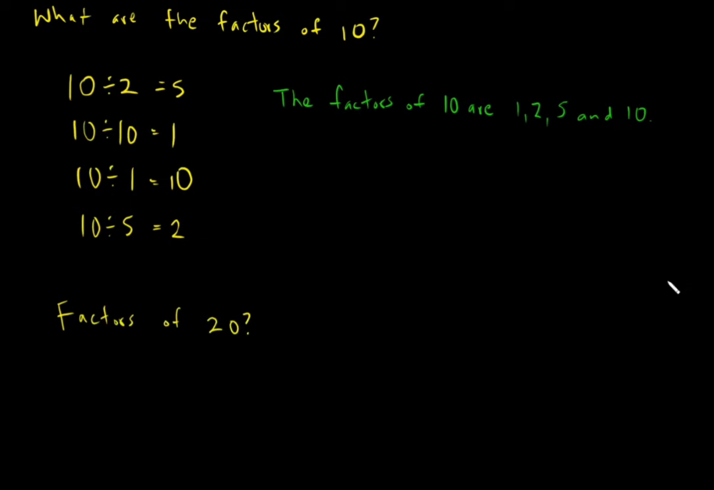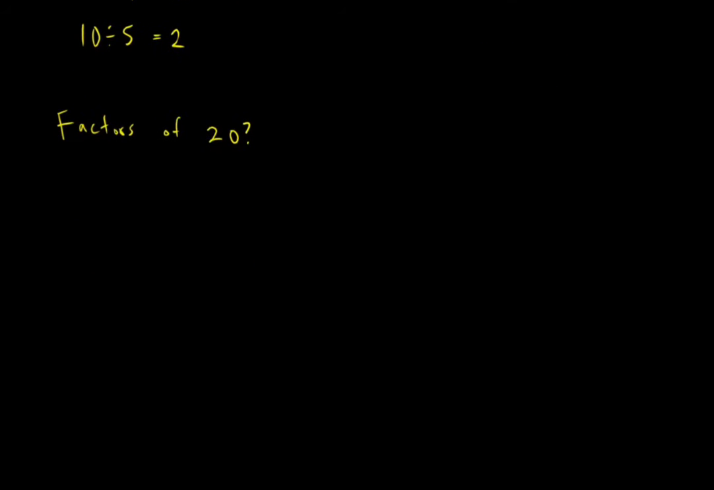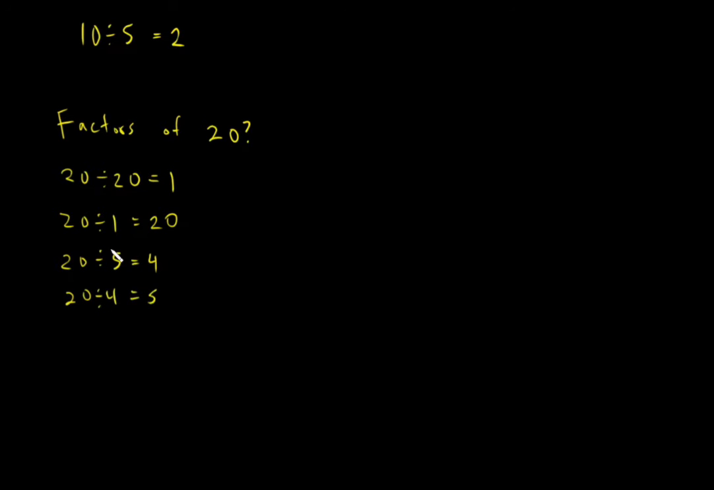So again, we look at what numbers can divide 20. So 20 can be divided by 20. This is easy, I'll do the easy ones. 20 can be divided by 1. And then let's see, 20 can be divided by 5. That gives us 4. 20 can be divided by 4, and that gives us 5. So the factors of 20 are 20, 1, 5, and 4.